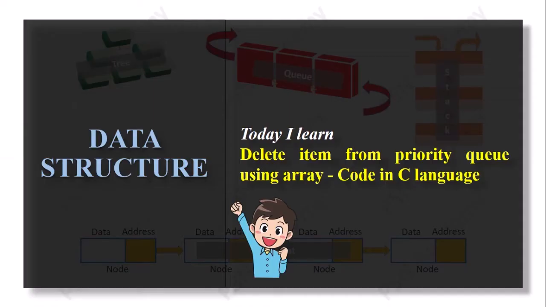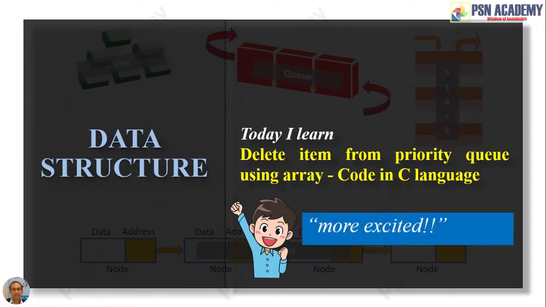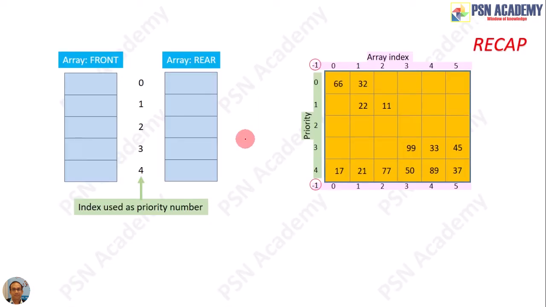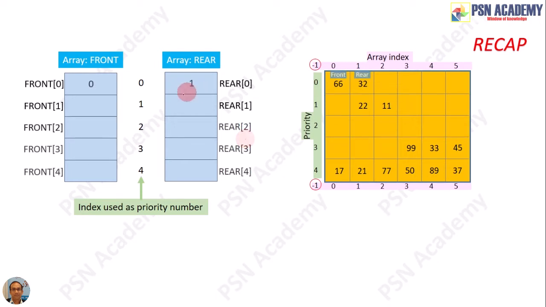Welcome back. In this video, I will show you how to write code in C for deletion of item from priority queue using array. This is a recap of inserting item into a priority queue using array. So we took two arrays like this, front and rear, and we had a 2D array with a snapshot of data like this. On the row side, we had priority, and at the column side, we had array indexes.